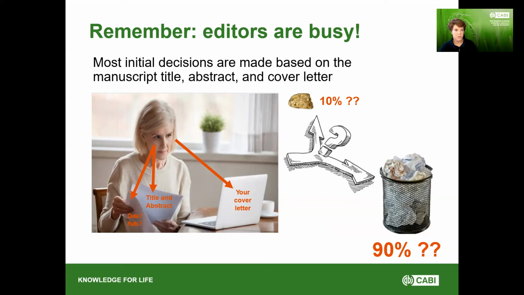That's called a desk reject. So very highly selected journals can take 10% or less as little nuggets of gold. Less selective journals might keep 30% nuggets of gold, or even up to 50%. It depends on the selectivity of the journal. But certainly, without question, editors make some initial decisions and put some proportion of the manuscripts they get in the reject pile based on just the title, the abstract, and the cover letter.